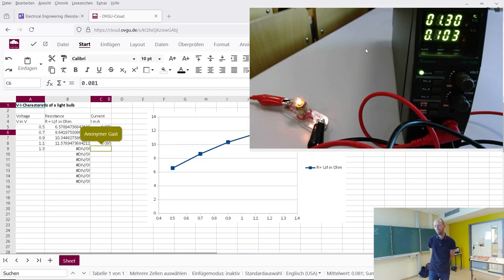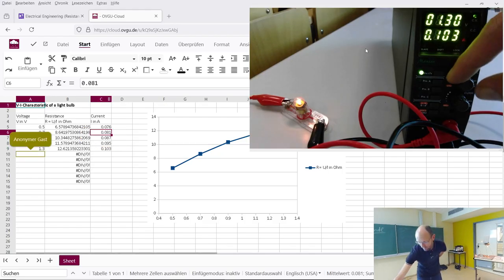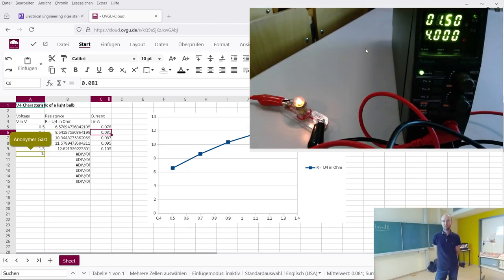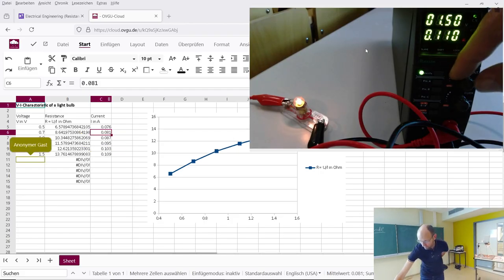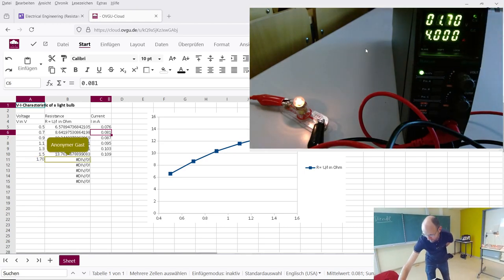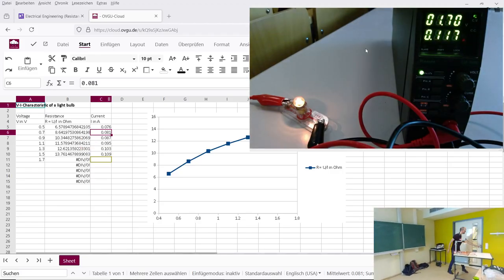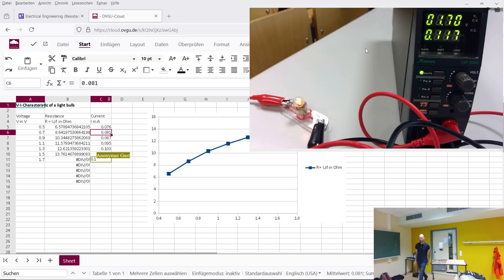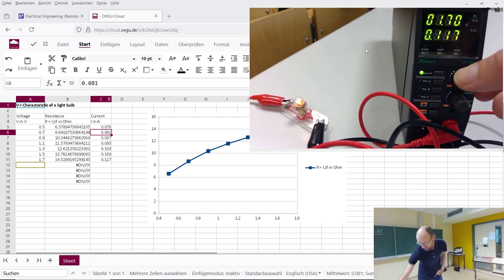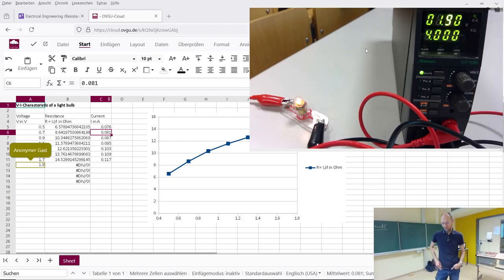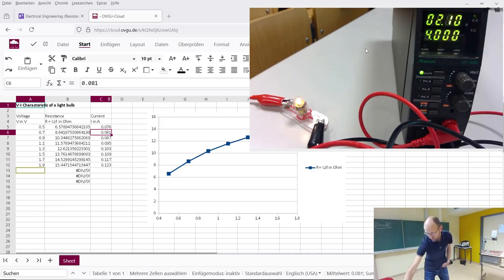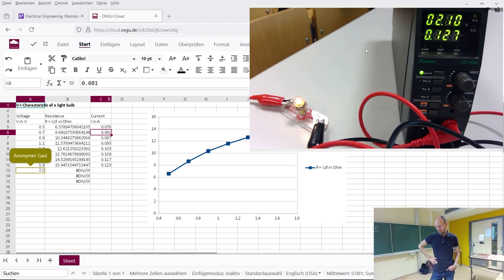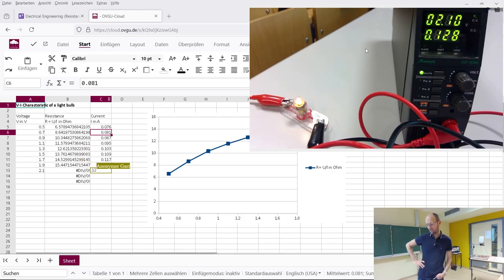And of course, the more voltage we apply, the more current we will get. So let's increase to 1.5 volts. And now we already have a nice light there. I will continue to 1.7 and maybe turn on the light here once again a little bit, because then I think the camera has it easier to get a clear picture. So 1.9. We get 123 milliamperes for 2.1 volt. We get 127 or 28 or 29, something like this.